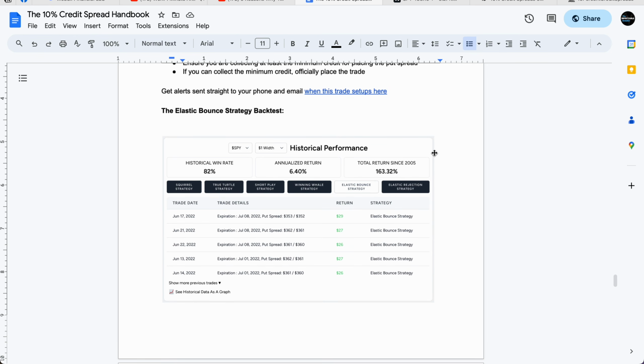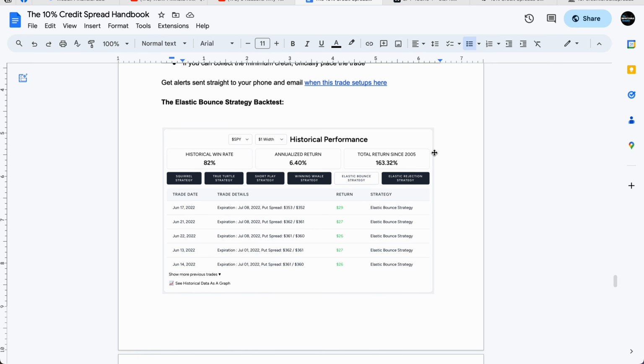So anyways, that is the elastic bounce strategy. Again, guys, this is an amazing strategy. Please take advantage of it.